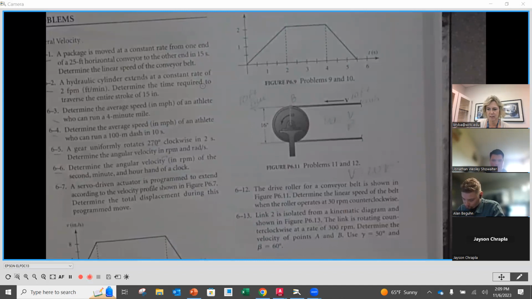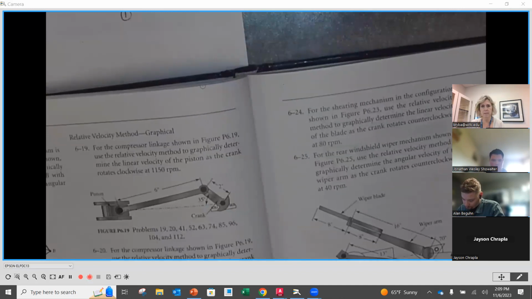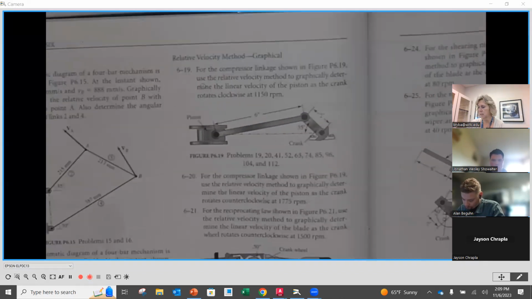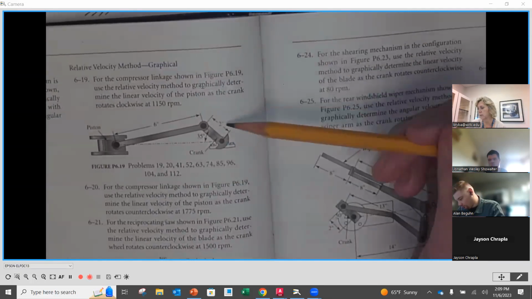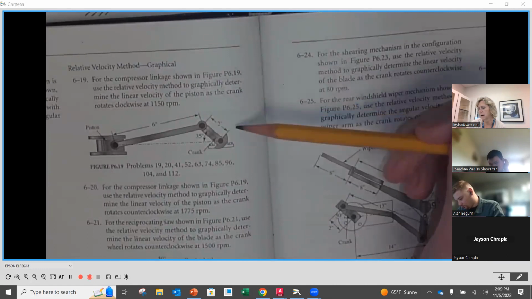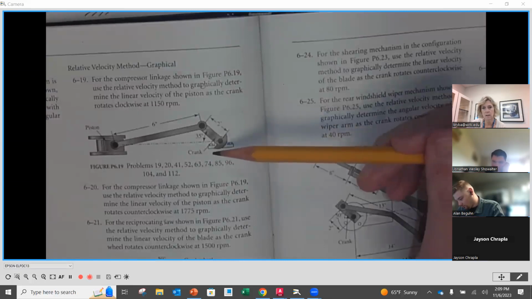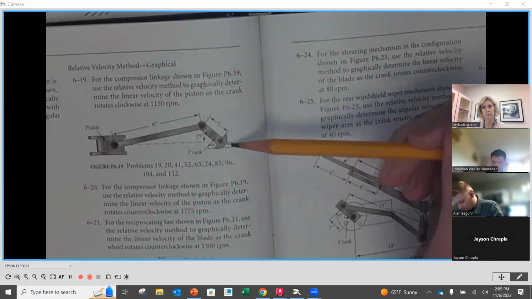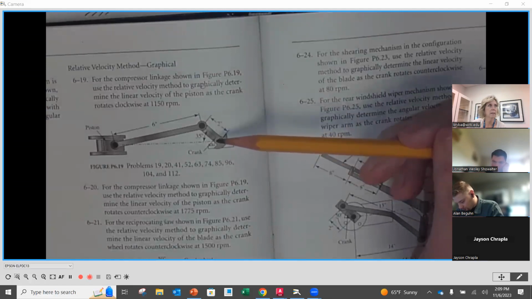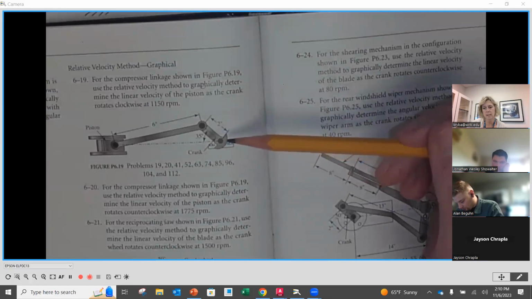All right. The next problem, we're going to turn the page. The next problem is at the top of the second column on page 162. Here we have 619. It says for the compressor linkage that we see, use the relative velocity method to graphically determine the linear velocity of the piston as the crank rotates clockwise. Okay, so clockwise is this way at 1150 RPM. Okay, this is just like the last problem that we did in our handout. Okay, but different numbers, right? So that's 19.